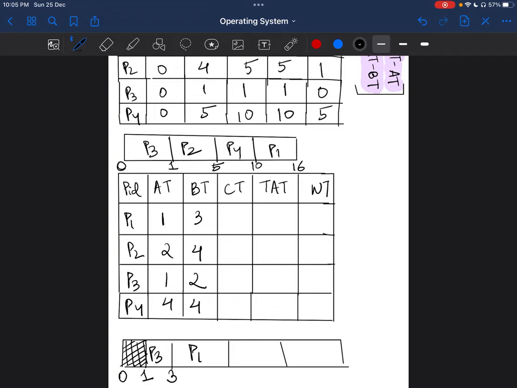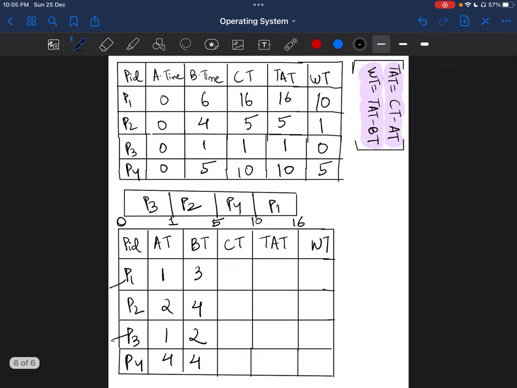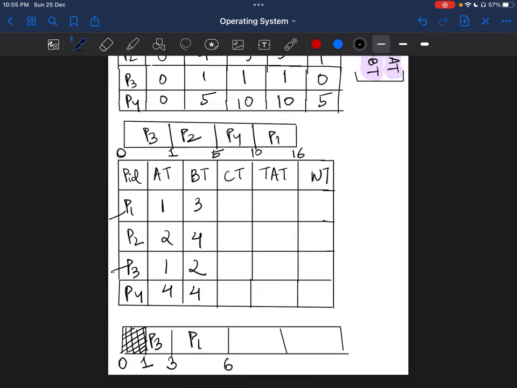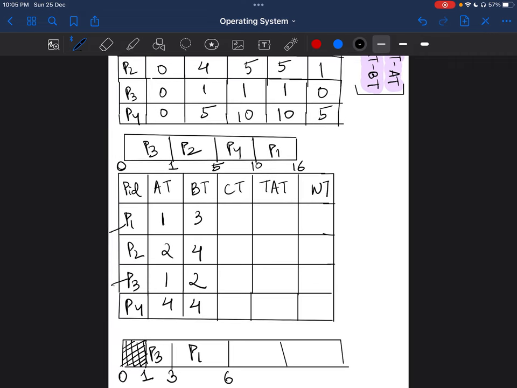P1 has a burst time of 3 as well, so it will run till 6. Now P3 is over and P1 is over. We have P2 and P4 next. You can see that both have the same burst time. We have already covered this in the previous question. If both have the same burst time, we will use FCFS.